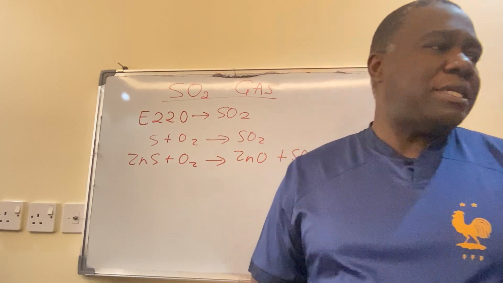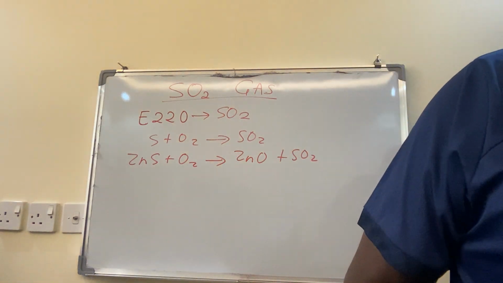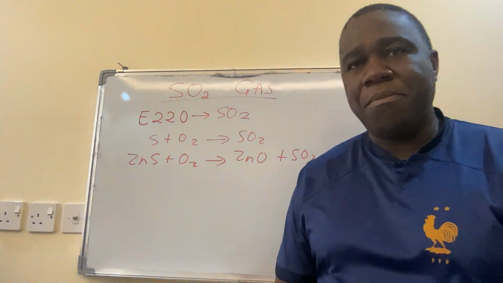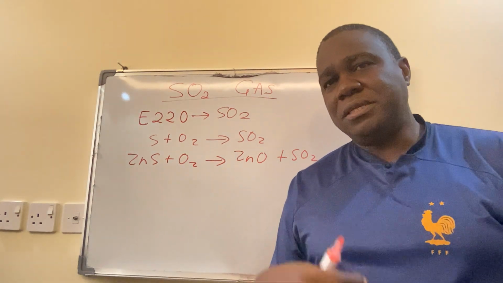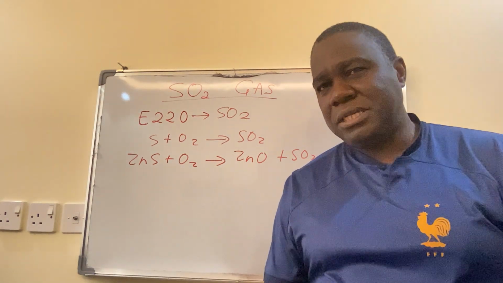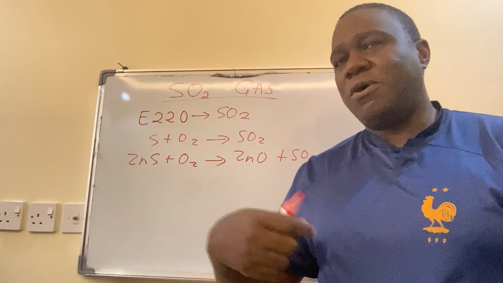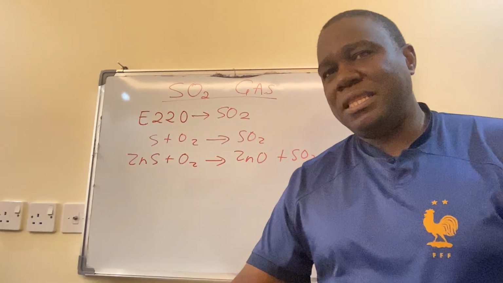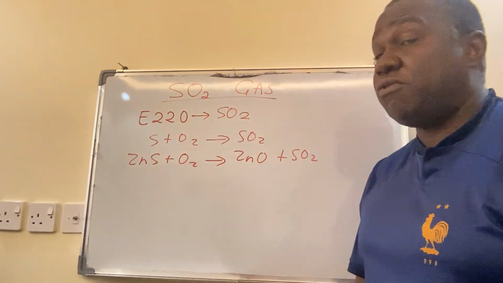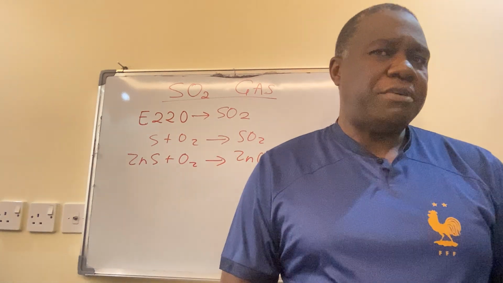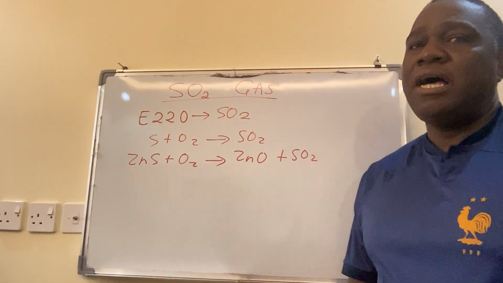Sulfur dioxide can actually be used in the preparation of sulfur trioxide. You still remember when you are preparing sulfuric acid in the contact process, you have sulfur dioxide, it reacts with oxygen, you form sulfur trioxide, and then the sulfur trioxide reacts with water to form sulfuric acid. So preparation of sulfuric acid is also one use of sulfur dioxide.